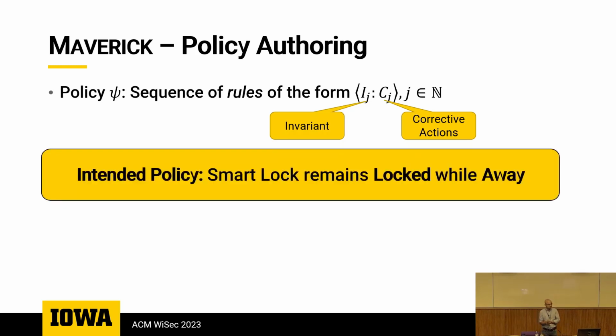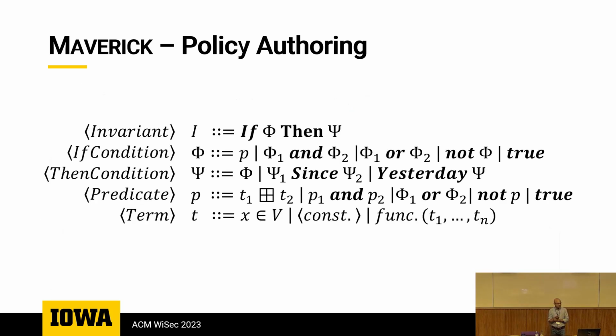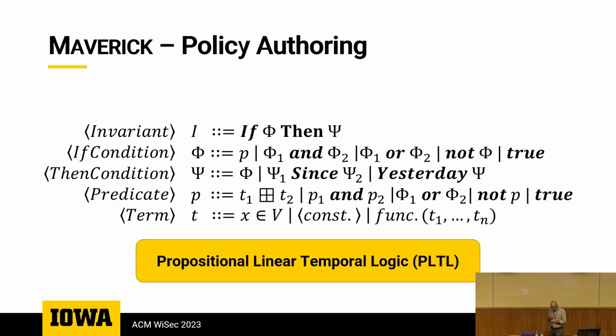Okay? Say the intended policy is that the smart lock remains locked while away. The Maverick policy would look something like this: when the home mode is away, then your smart lock should be locked. Otherwise, block the unlock command and send the lock command. Okay? Now, this is what the policy language looks like underneath. We did not even try to hide it by creating a surface language. We intentionally made it a propositional linear temporal logic.